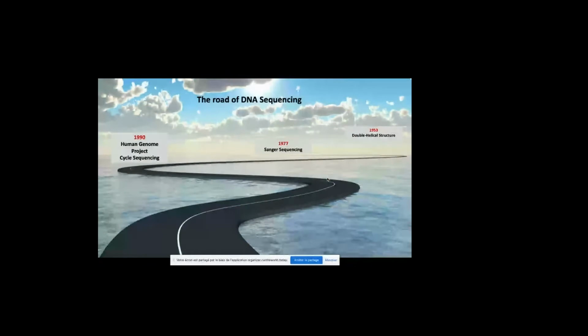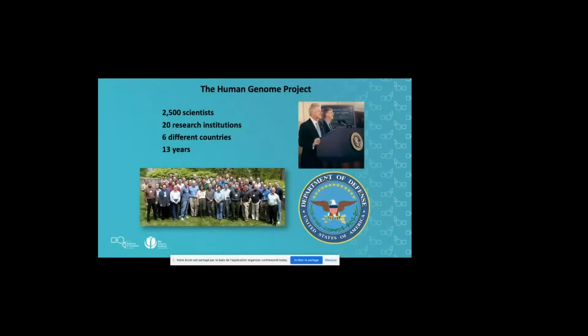So in 1990, when cycle sequencing was introduced as well as automation, a big project that has marked the genomic history was launched. And this project is the Human Genome Project, which was launched by the President of the US at that time, Bill Clinton, and next to him, Francis Collins, who is the present director of the National Institutes of Health.